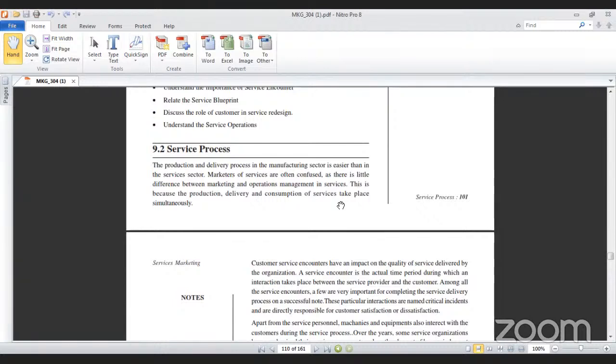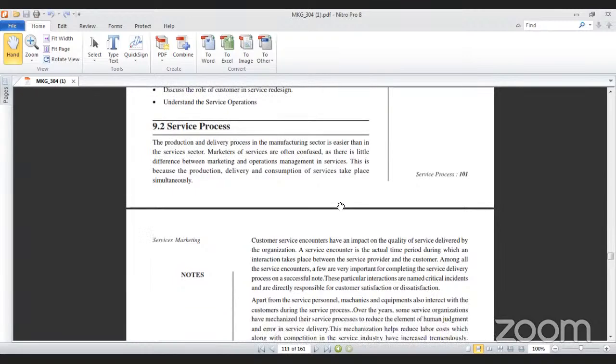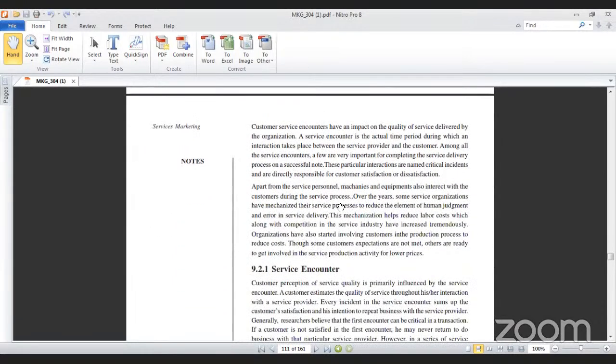Marketers of service are often confused as there is little difference between marketing and operations management in service. This is because the production, delivery, and consumption of service take place simultaneously. Customer service encounters have an impact on the quality of service delivered by the organizations.